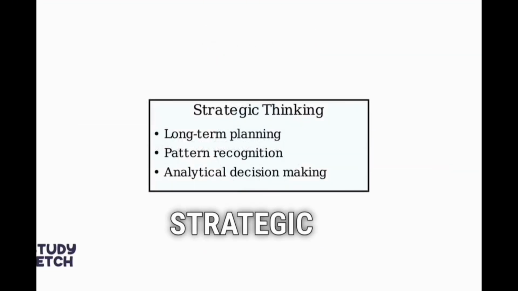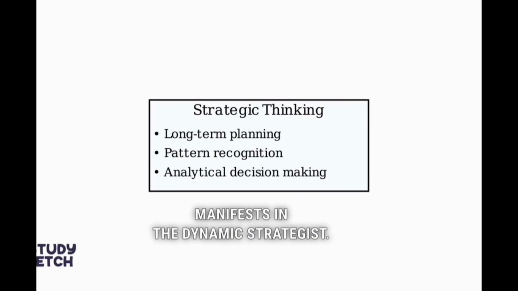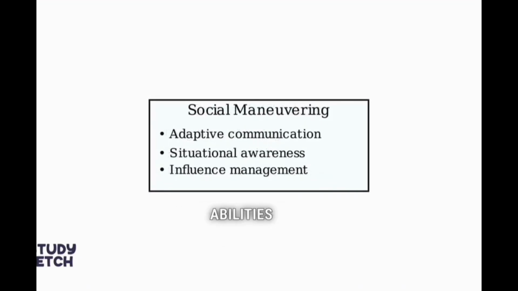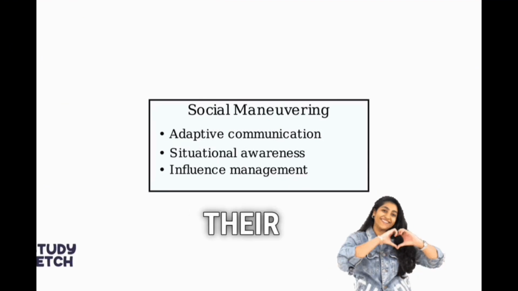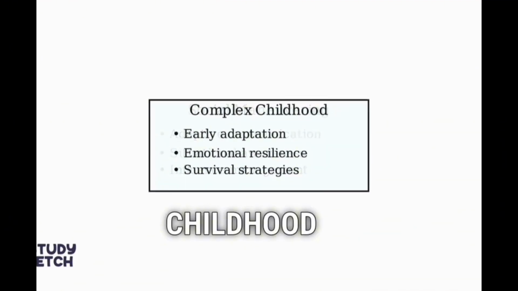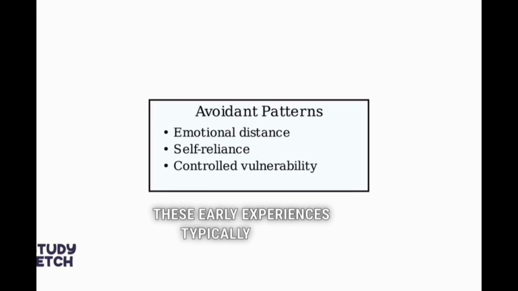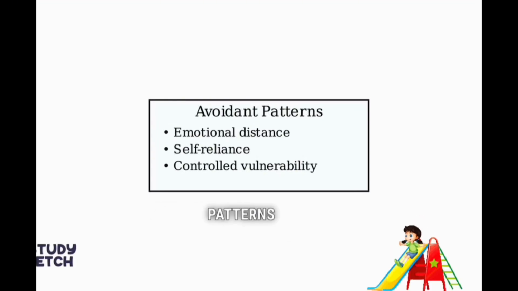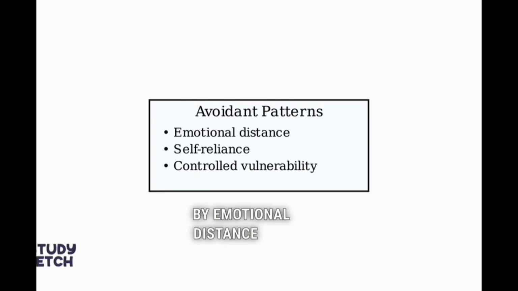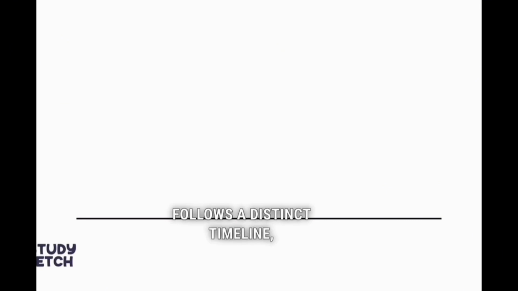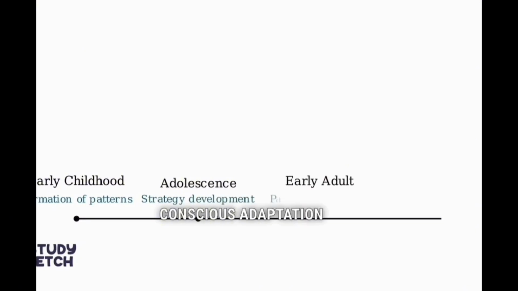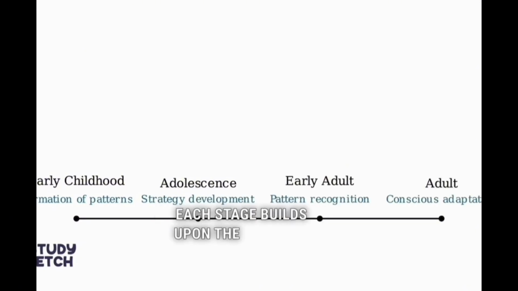Let's examine how strategic thinking manifests in the Dynamic Strategist. Their social maneuvering abilities allow them to adapt and influence their environment effectively. Complex childhood experiences often lead to the development of unique coping mechanisms and adaptations. These early experiences typically result in avoidant attachment patterns, characterized by emotional distance and self-reliance. The development of a dynamic strategist follows a distinct timeline, beginning in early childhood. From early pattern formation to conscious adaptation in adulthood, each stage builds upon the previous one.